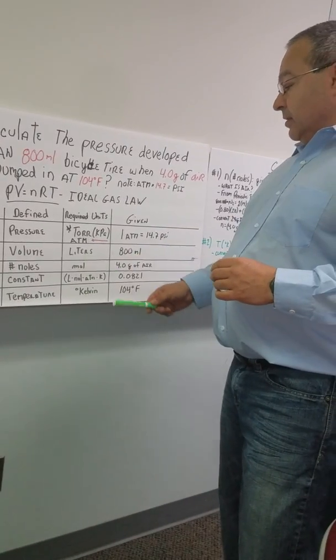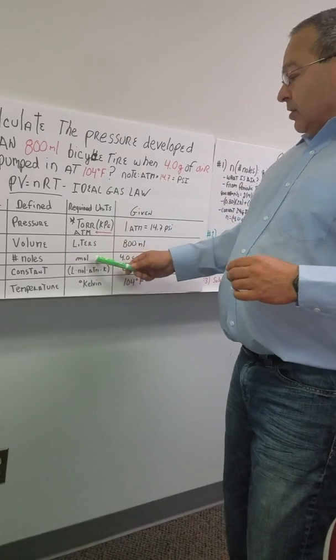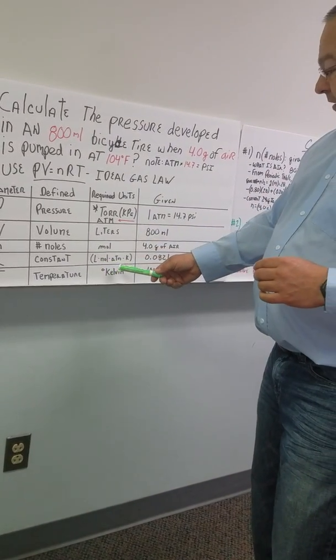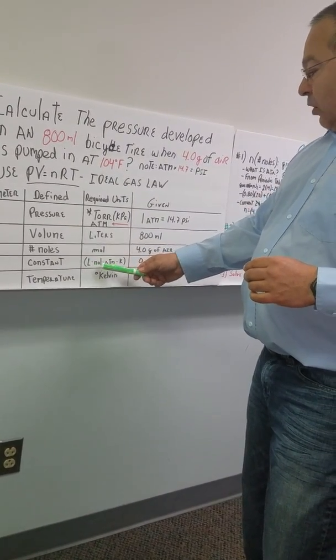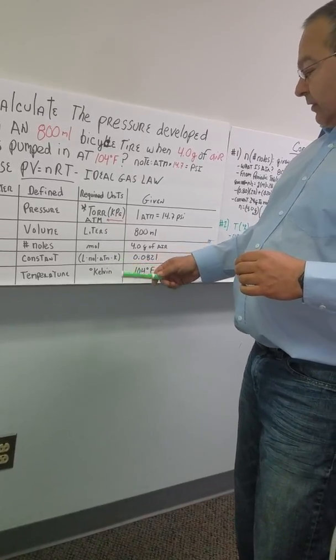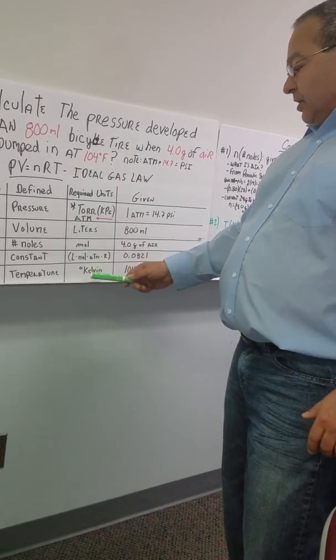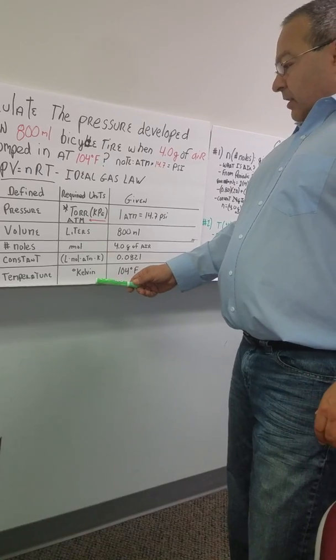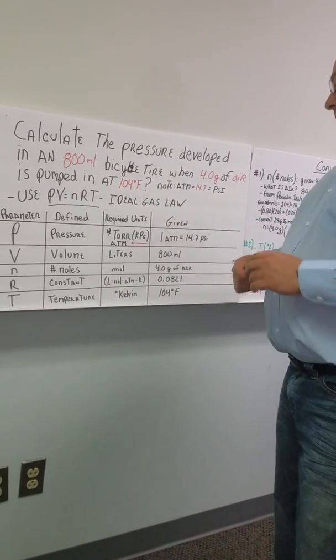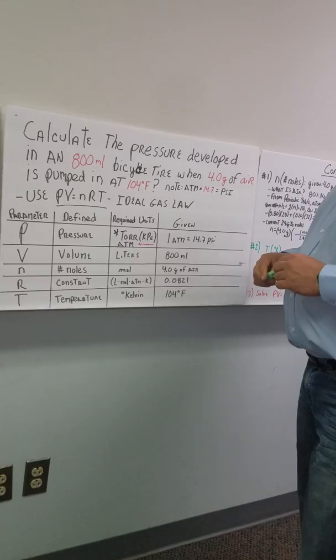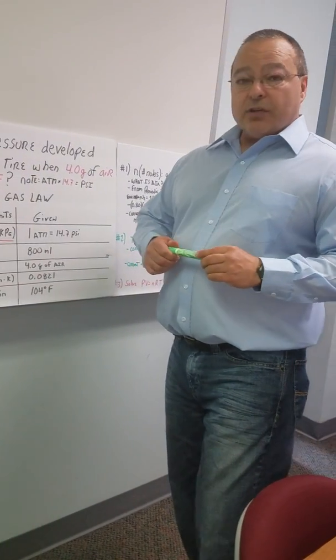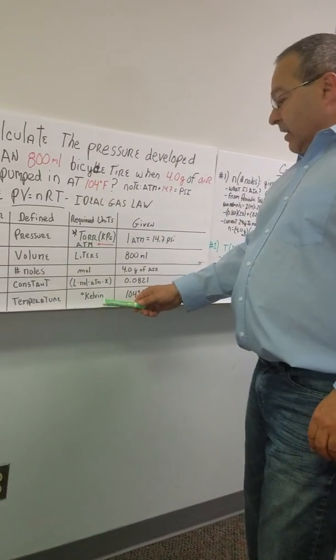Volume is going to be liters. The quantity, as I mentioned, is the number of moles. And our constant is going to be liter atmospheres per mole Kelvin. Kelvin is our temperature scale that we're using here today. And again, you can see we're given our temperature in Fahrenheit. So ultimately, before we start this equation, we're going to have to convert this.